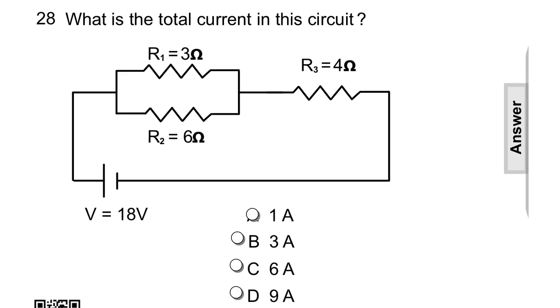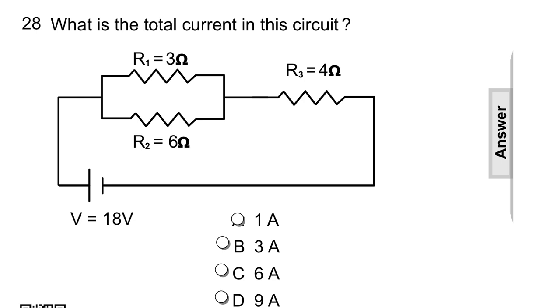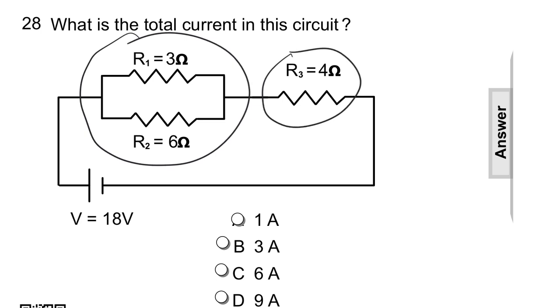Whoa, this is a different one. This is a combination circuit. We got two things in parallel, and to those two resistors, we have wired a third resistor in series. So what is the total current in this circuit? This is trickier. So first of all, you gotta find RT.